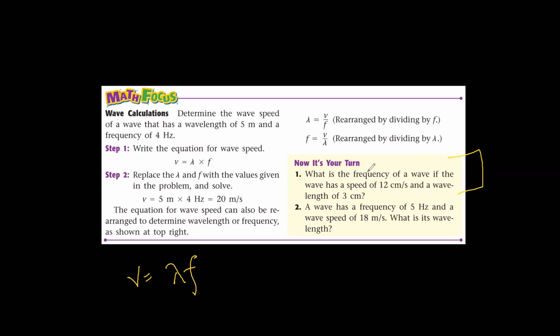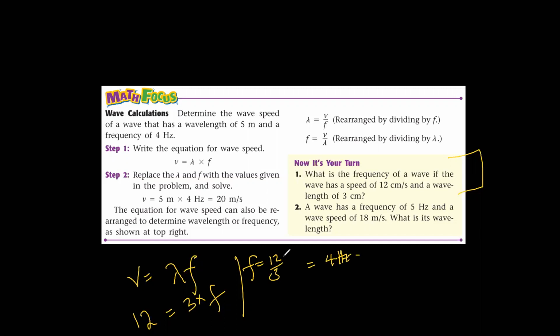The velocity is 12 centimeters per second. Which is equal to the wavelength times F. The wavelength is 3. So F is equal to 4 Hz. 12 divided by 3 gives us 4 Hz.